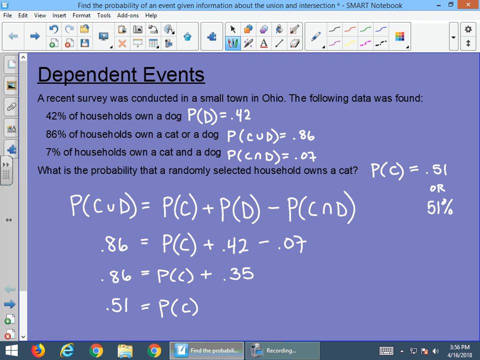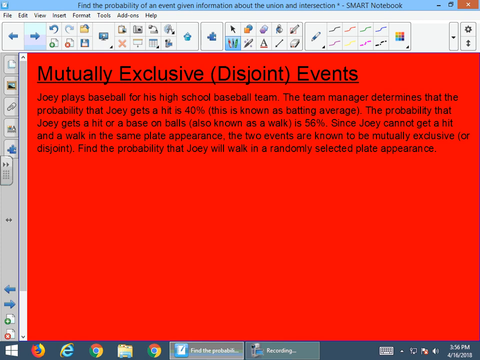So that's how we do a problem where we have to find one of them if the two events are dependent on one another. All right, so here's another example, and this one's a little different. This one is going to talk about mutually exclusive, or what we sometimes call disjoint. It means the exact same thing. So if I have mutually exclusive events or disjoint events.